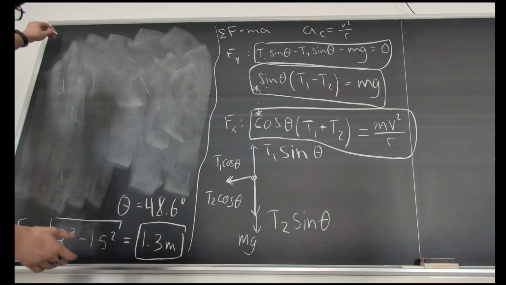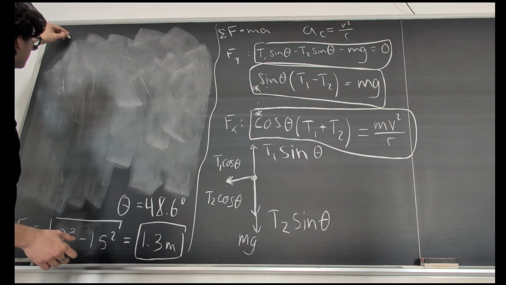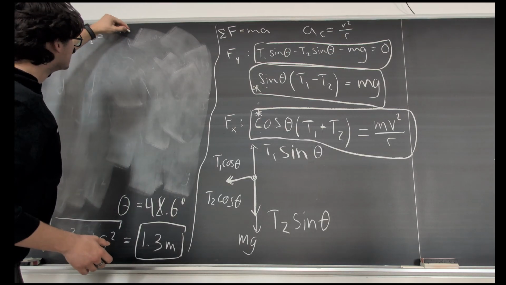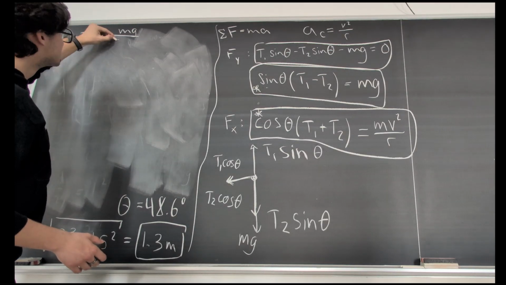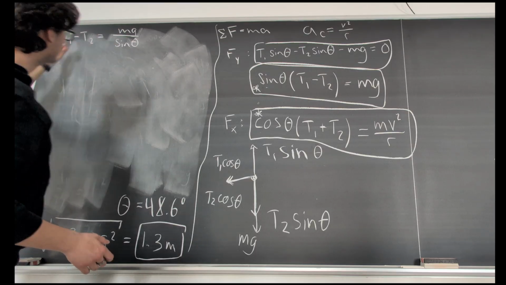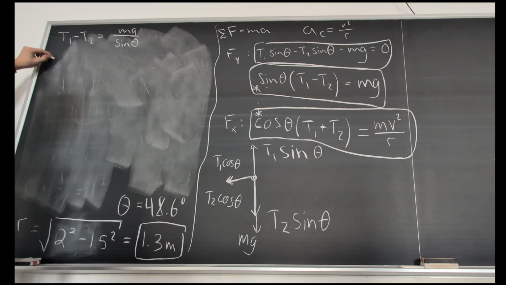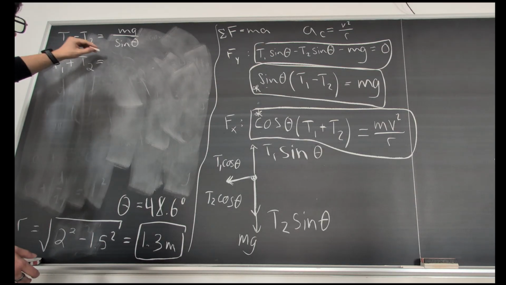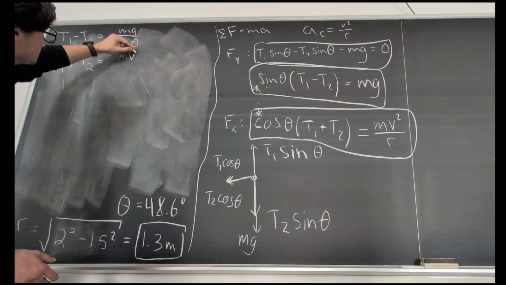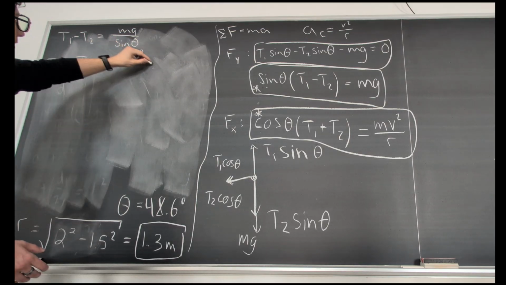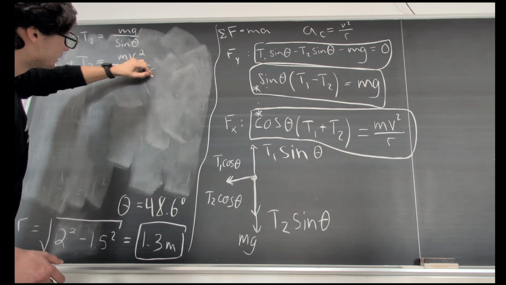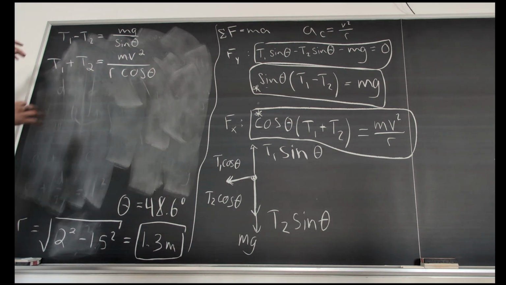So I will do that over here. T1 minus T2 is equal to mg over sine theta. I believe this is what the book was doing. I tried it my own way and kind of got into a pickle by dividing the two equations, so this is why you should try the problem on your own and then also see if the book has a different way of solving it. So now you have these.